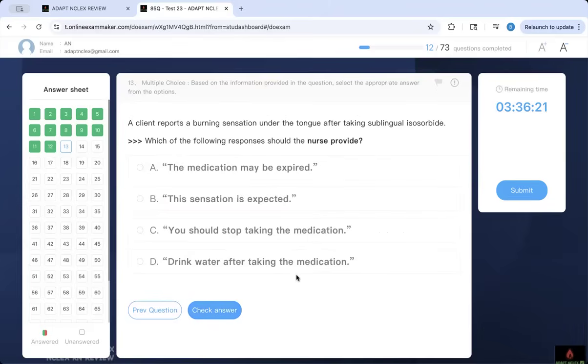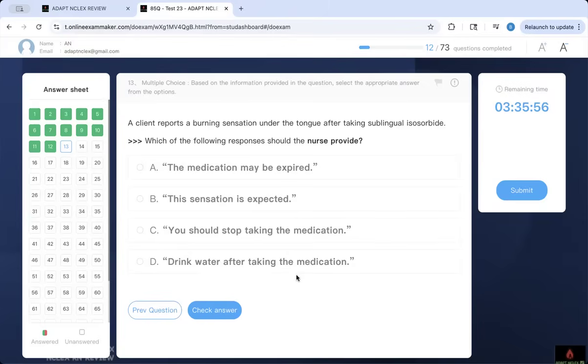The client reported a burning sensation under the tongue after taking sublingual isosorbide. Which of the following responses should the nurse provide? The medication may be expired. This sensation is suspicious, you should stop taking the medication. Drink water after taking the medication. You pick your answer? I know you pick your answer.